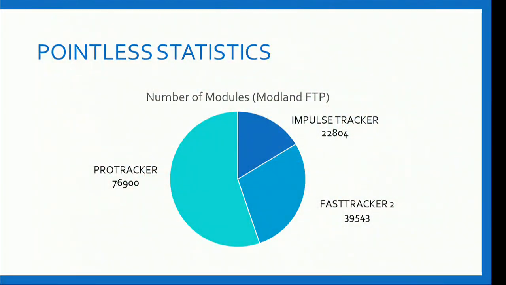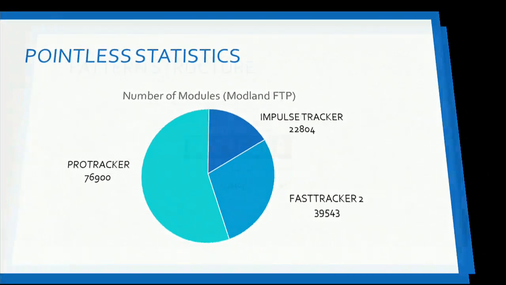Some pointless statistics from Modland, which were taken about a month ago. As you can see, there are many more Protracker tunes within the Modland archive than there are Impulse Tracker and Fasttracker combined. About 250 of them are mine.